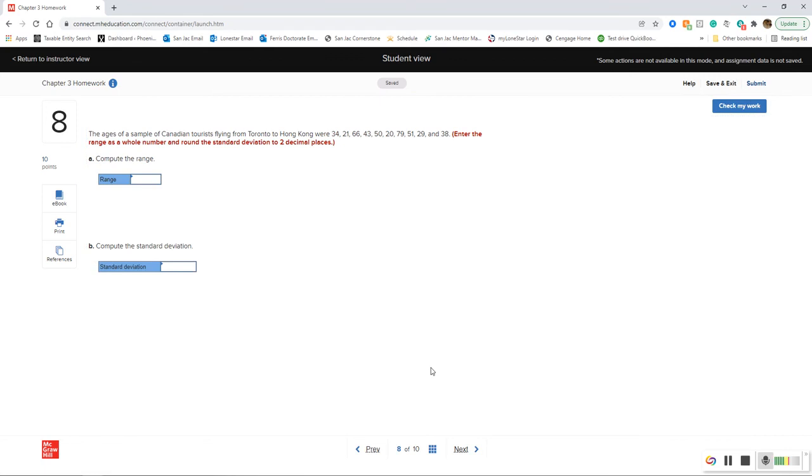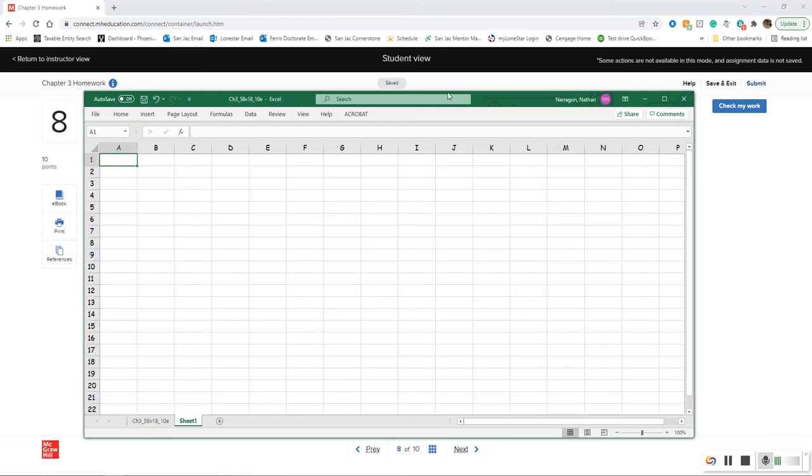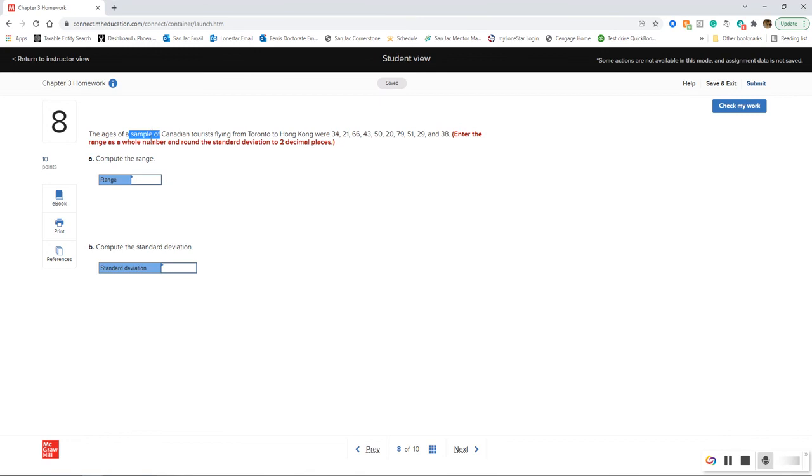Next, we have range and standard deviation. Yes, we brought in some more fun. Okay, so first, the range in itself. Let's go ahead and bring up Excel. We'll just do a new tab in this one. And we're going to put our numbers in. 34, 21, 66, 43, 50, 20, 79, 39, 38. Okay, and this is a sample, so be careful of this. Because sample changes the factors a little bit.